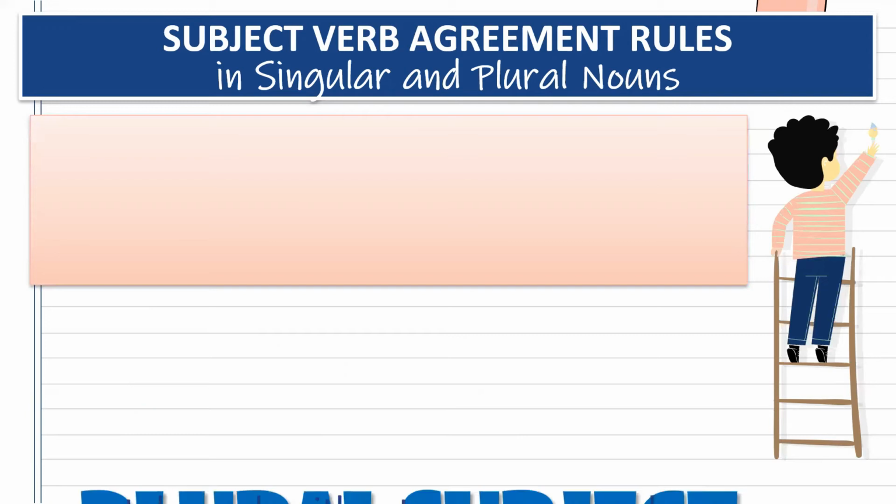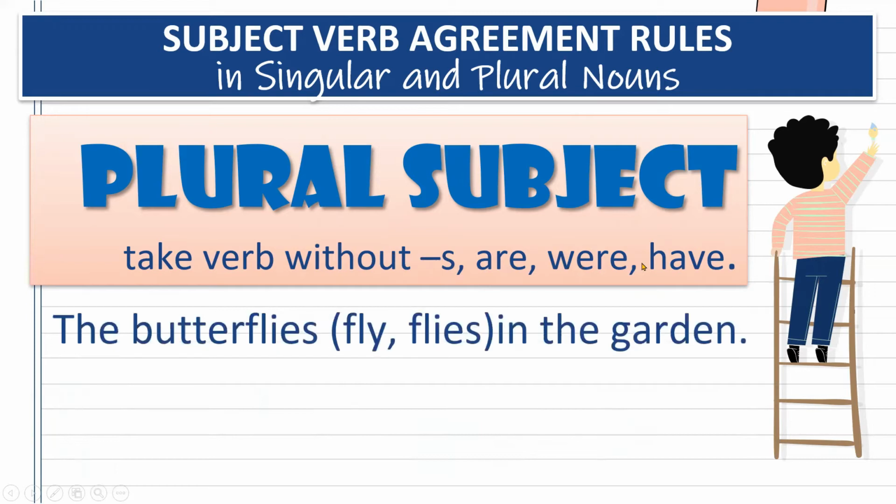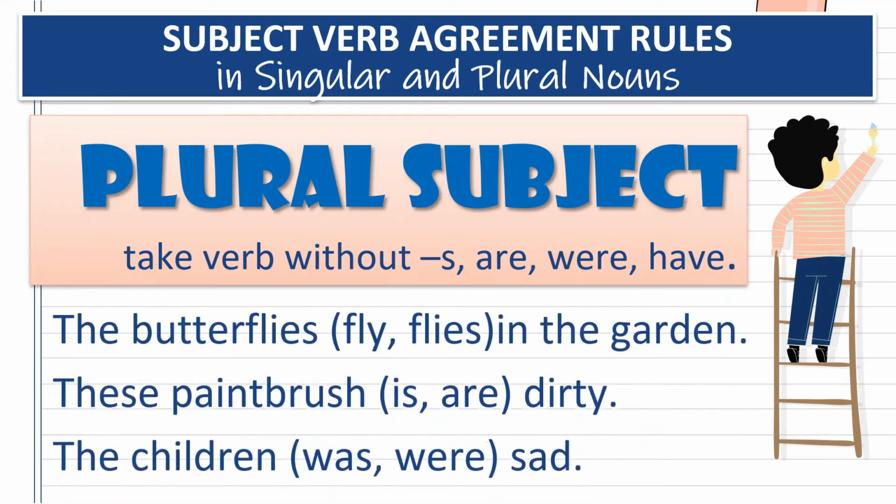On the other hand, if the subject is plural, or it says more than one, then you must take the verb without S or use are, were, and have. Example sentence: the butterflies fly or flies in the garden. Since butterflies is already a plural subject, take note, use the verb without S. Therefore, your answer is fly.